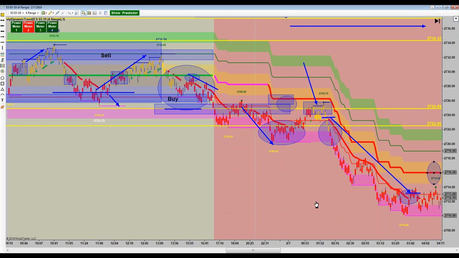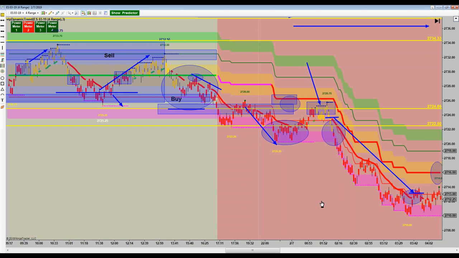All right, let's advance the chart and see what happens. Now, share the team. When you think the short trade has set up, you type in the letter S. I'm going to advance the chart in real time.